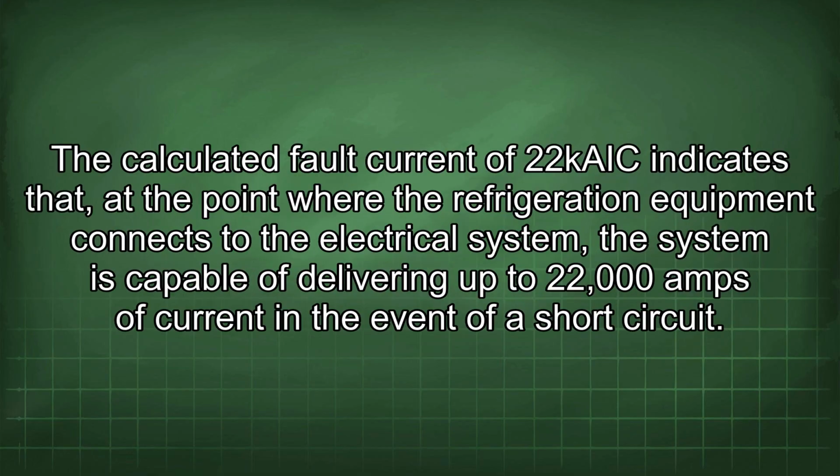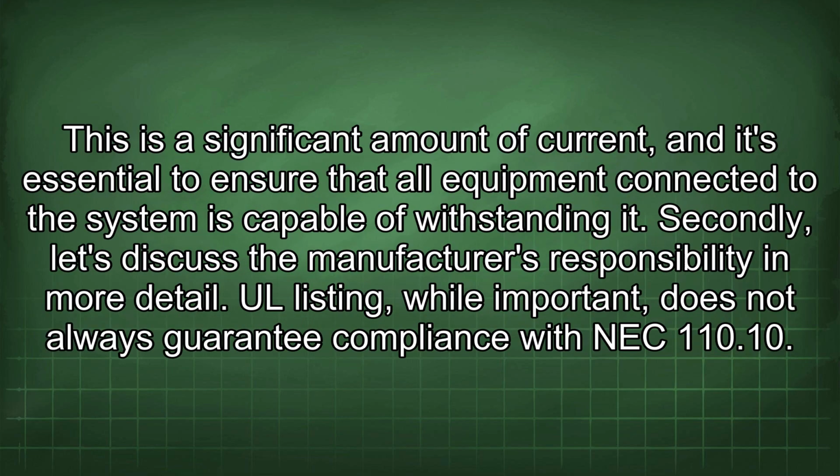The calculated fault current of 22 KIC indicates that, at the point where the refrigeration equipment connects to the electrical system, the system is capable of delivering up to 22,000 amps of current in the event of a short circuit. This is a significant amount of current, and it's essential to ensure that all equipment connected to the system is capable of withstanding it.